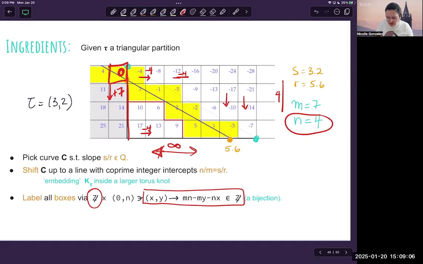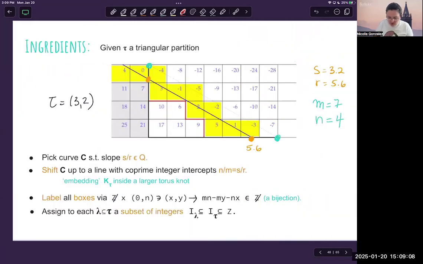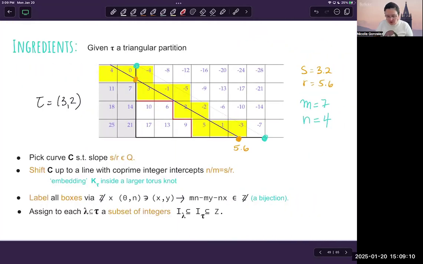Once you've done this, then this allows you to do the following step, which is to look at any sub-partition, i.e. any sub-lattice path, and associate to it a subset of integers. So for instance, here, what are some subpaths of my partition 3, 2, or some subpartitions?